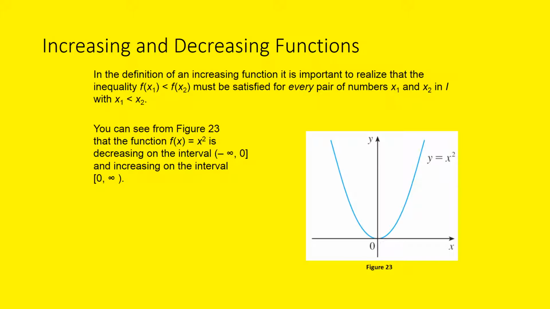which is understood analogously to the definition of increasing. In the definition of an increasing function, it is important to realize that the inequality f of x1 less than f of x2 must be satisfied for every pair of numbers x1 and x2 in I. We could take any x1 and x2 with x1 to the left of x2 in some interval I. Well, you can see from figure 23 that the function is increasing on 0 to infinity, but it's decreasing on negative infinity to 0. As we read from left to right, the car goes downhill until we get to 0, then it goes uphill.